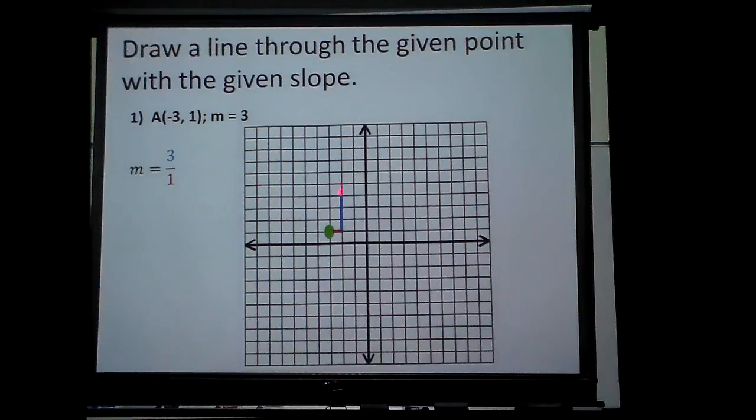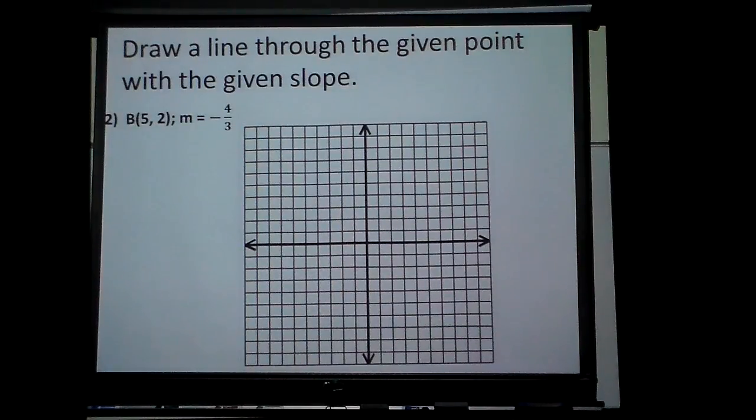Notice you can see those nice little marks right there. I'm going to put a dot there. And I can do it again, go over 1 and up 3 more. And basically connect the dots and extend the line. And I just graphed it. That's all there is to it. Find that first point, find the slope. The line keeps going forever and ever. And I can graph the points.